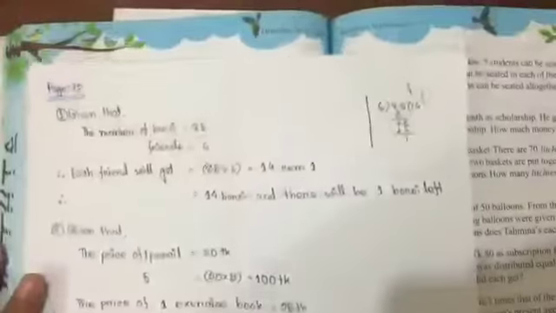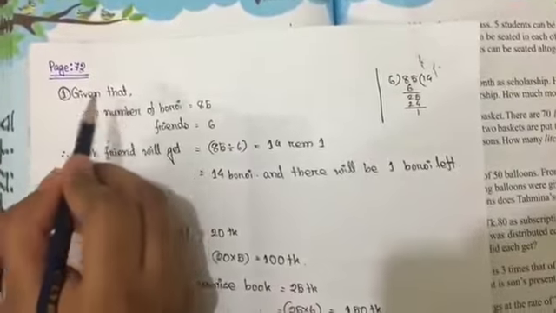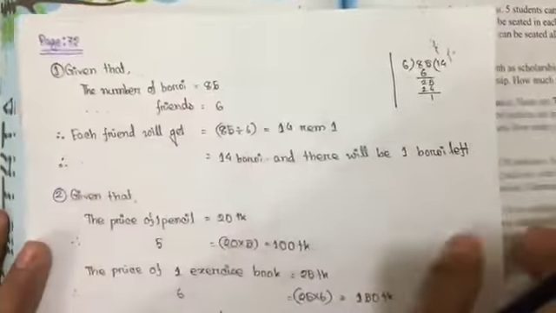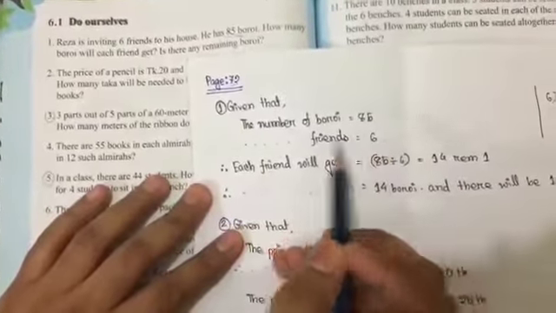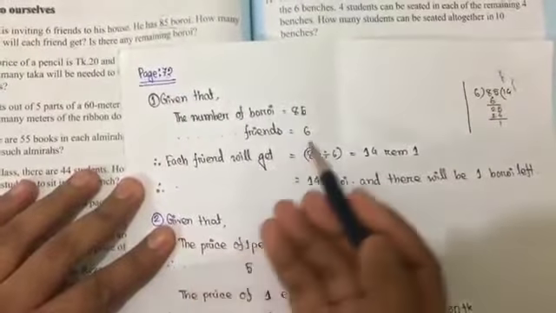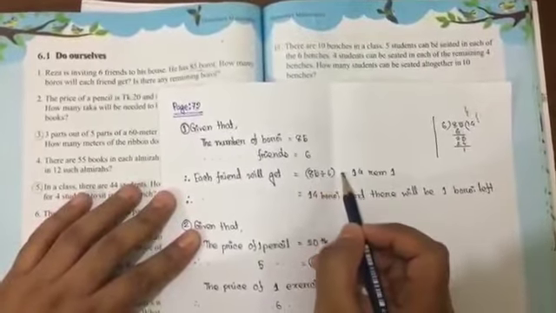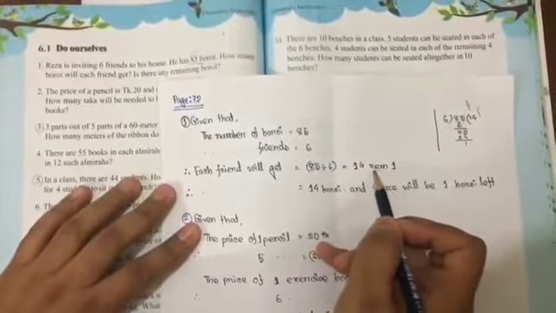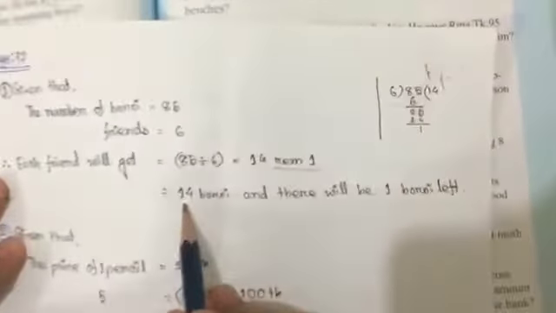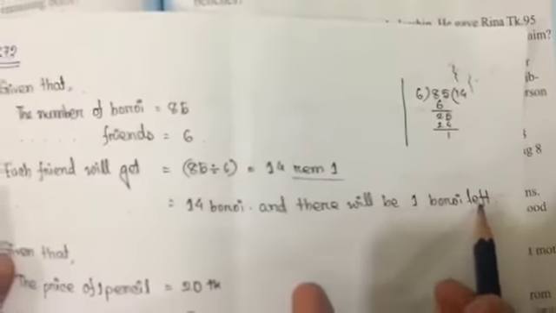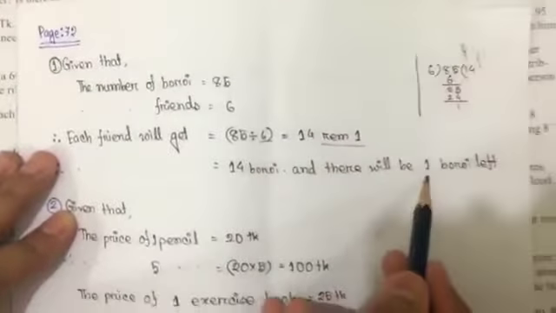just see here. As usual, we start with the phrase "given that": the number of boroi is 85, and the number of friends is 6. So to get the answer of how many each friend will get, we need to do the division. 85 by 6 equals 14, and REM means remaining 1. So your answer would be 14 boroi and there will be 1 boroi left.